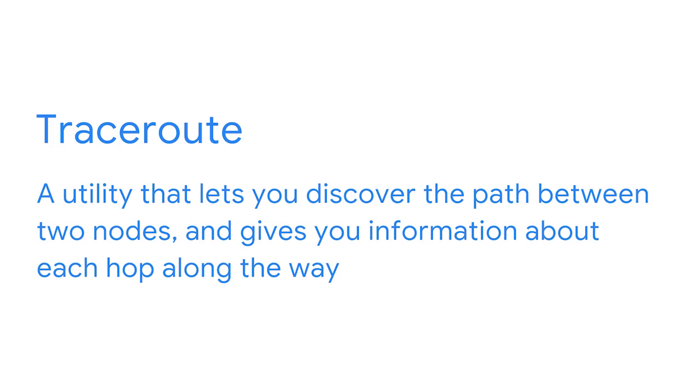Traceroute to the rescue. Traceroute is an awesome utility that lets you discover the paths between two nodes and gives you information about each hop along the way. The way Traceroute works is through a clever manipulation technique of the TTL field at the IP level. We learned earlier that the TTL field is decremented by 1 by every router that forwards the packet. When the TTL field reaches 0, the packet is discarded and an ICMP time exceeded message is sent back to the originating host.